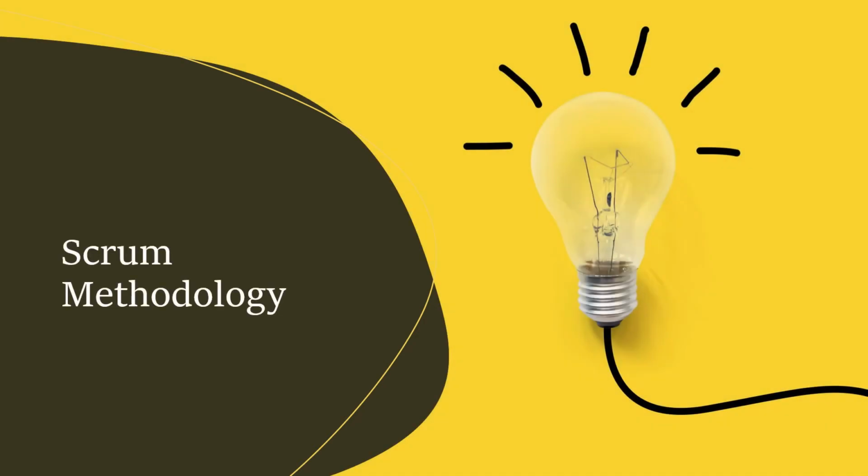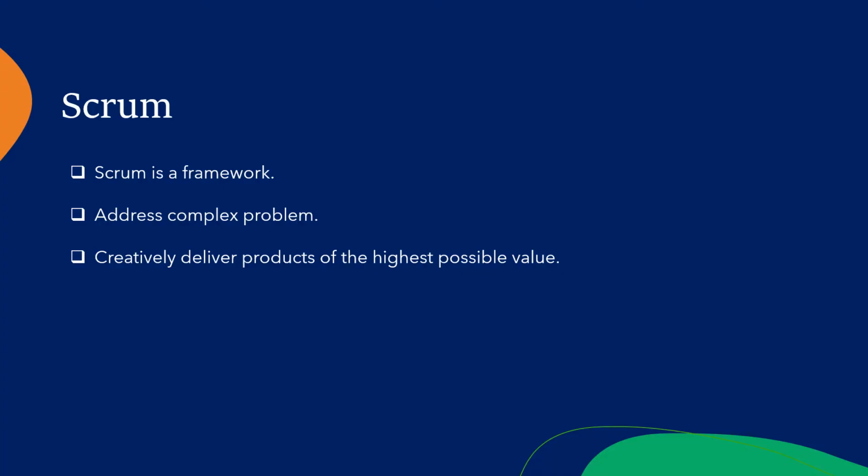Today we're going to learn about Scrum methodology. So what is Scrum methodology? It is an agile project management framework that emphasizes on teamwork, accountability, and iterative progress toward a well-defined goal. Scrum is a framework. It is usually used to address a complex problem.